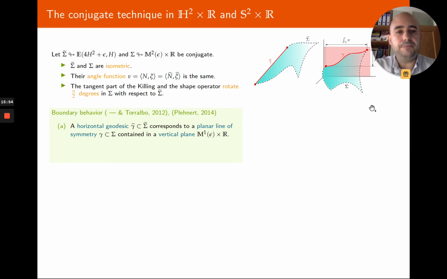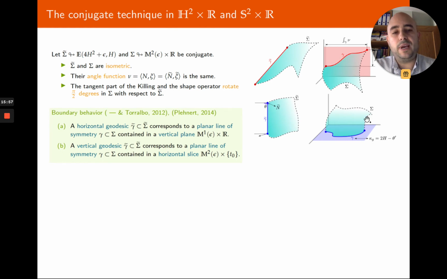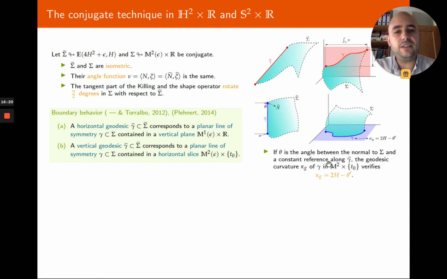Likewise, we can do the same for vertical geodesics, and a vertical geodesic contained in the initial surface becomes a planar line of symmetry of the second surface lying in a horizontal plane. Also, in this case, it is much more difficult to control this conjugate curve because the only thing we know is that its geodesic curvature is related to the angle of rotation of the normal along the original curve. And the relation is that the geodesic curvature of this curve as a curve of the horizontal plane is 2h minus the rotation speed of the original normal field.